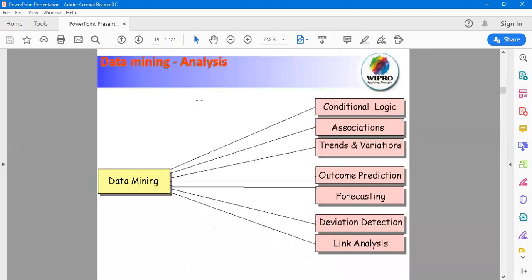So coming to the data mining analysis, these are the various techniques by which you can find out the relationships or the patterns. As discussed earlier, association is also a type of relationship, and we had discussed the if-then-else loop, which can be used in any programming language. So let's see these one by one.